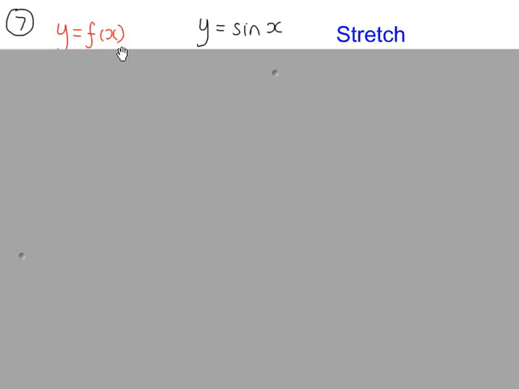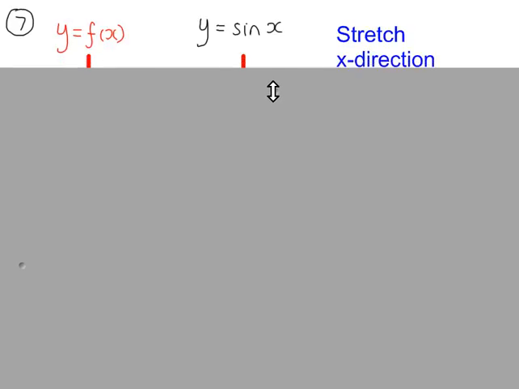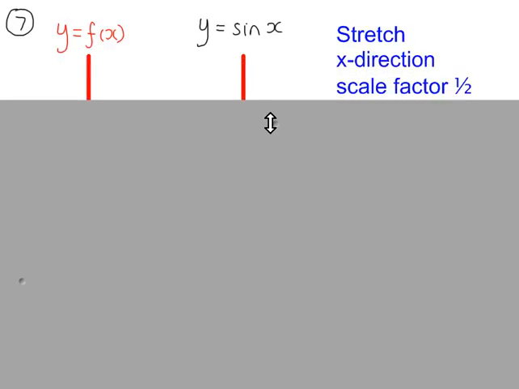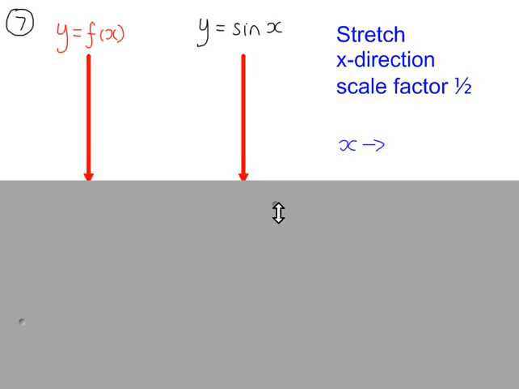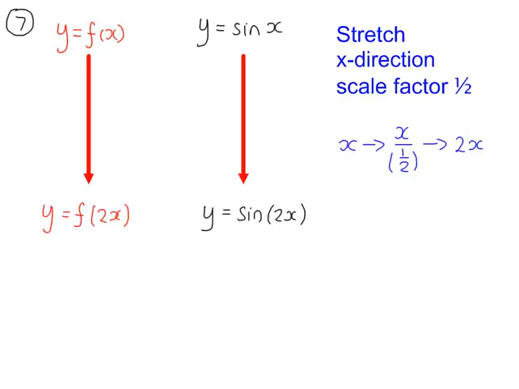Example 7, a stretch in the x direction by a scale factor of a half. So this time we're going to replace x in the original equation with x divided by the stretch factor of a half, and x divided by a half can be simplified to 2x. So we replace the x in the original equation with 2x. So we get y is equal to sine 2x.